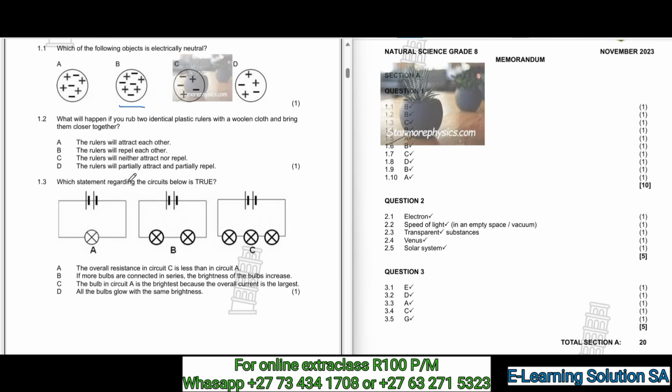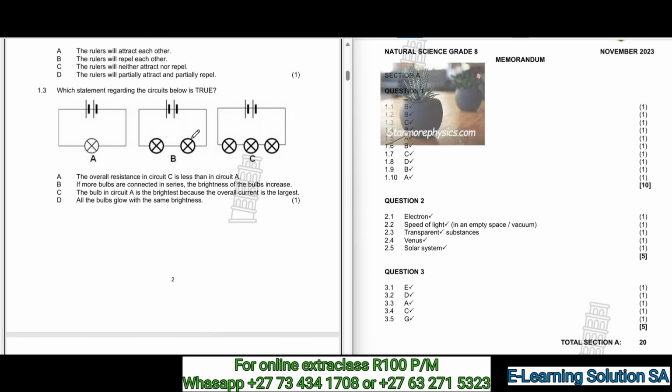1.2, what will happen if you rub 2 identical plastic rulers with a woollen cloth and bring them close together? The answer is B, which states that the rulers will repel each other. So it means they will not be attracted to each other.